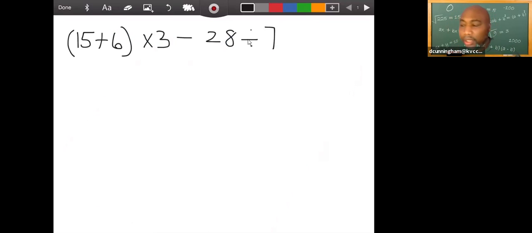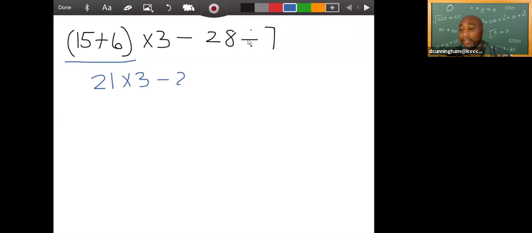So here's our problem. We use order of operations to simplify to get one answer. So what we're going to do is please excuse my dear Aunt Shanika. Let's use that. P is the parentheses. Are there parentheses in this problem? Yes. So we're going to do what's inside the parentheses first. So 15 plus 6, we're going to do that first. 15 plus 6 is 21. So what I would do is write down 21 times 3 minus 28 divided by 7.